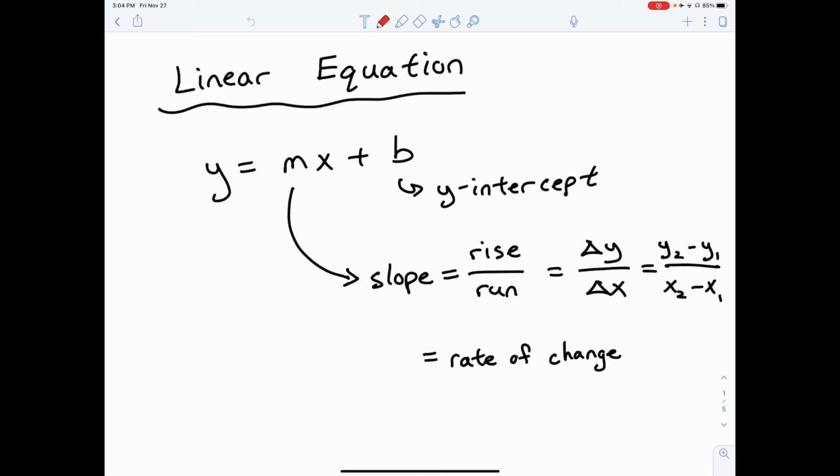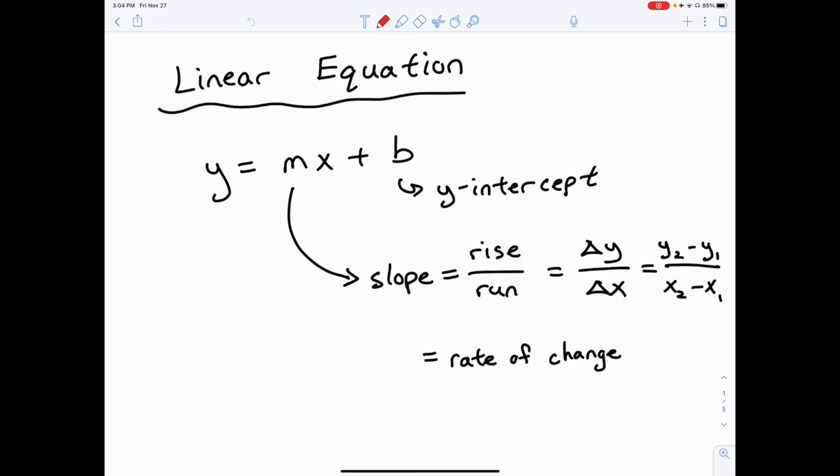Hello everyone. In today's video, we talk about linear equations. What do they look like and how do you graph them? So first of all, let's talk about the equation. It is given by y = mx + b, where b is known as the y-intercept and m is known as the slope.